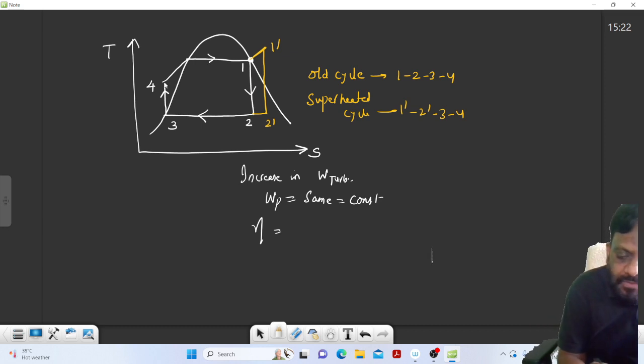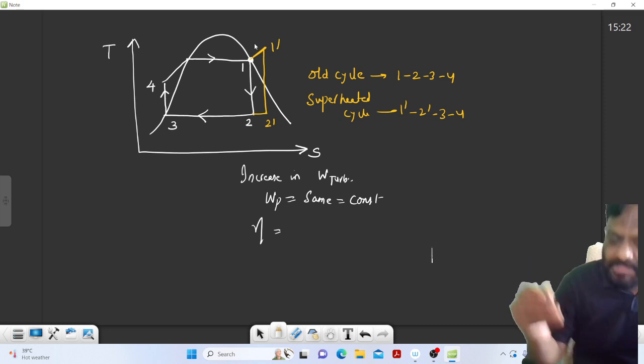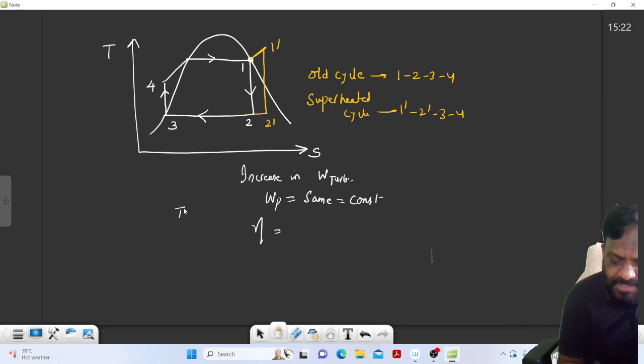So now, in the old cycle, you are adding heat from 4 to 1. In the new cycle, you are adding from 4 to 1 dash. So this is the additional heat, and this heat is added at higher temperature. Therefore, the mean temperature of heat addition increases. As the mean temperature is increasing, the efficiency is also increasing.